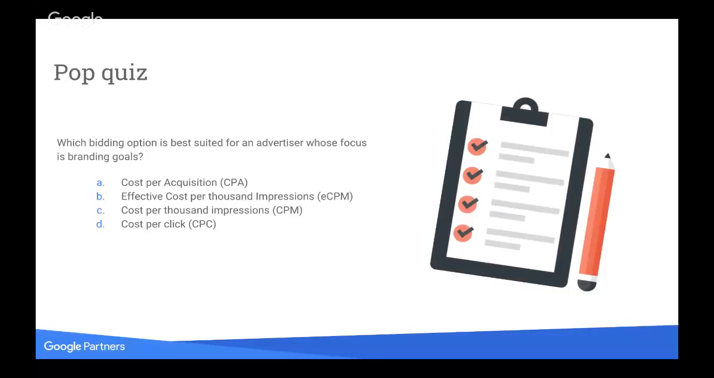The next question is, which bidding option is best suited for an advertiser whose focus is branding goals? Is it cost per acquisition? Is it effective cost per 1,000 impressions? Is it cost per 1,000 impressions, or is it cost per click? Cost per acquisition, effective cost per 1,000 impressions, which is eCPM, cost per 1,000 impressions, CPM, or cost per click.